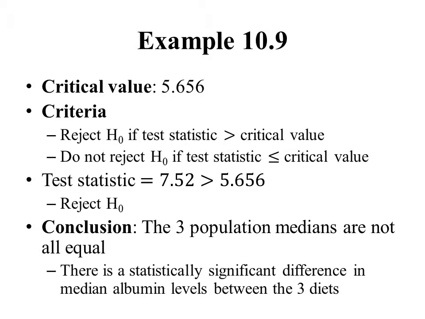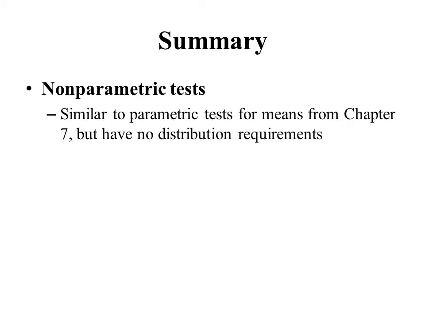So stated another way, we could state this conclusion as saying that there is a statistically significant difference in the median albumin levels between the 3 different diets. Okay, just kind of a more lengthy way of stating the fact that the 3 population medians are not all the same. So to summarize our discussion here in Chapter 10, we've been talking about non-parametric tests, which are similar to the parametric tests for means from Chapter 7, but we have no distribution requirements. We do not have a requirement that the population is normally distributed or have any other type of distribution.